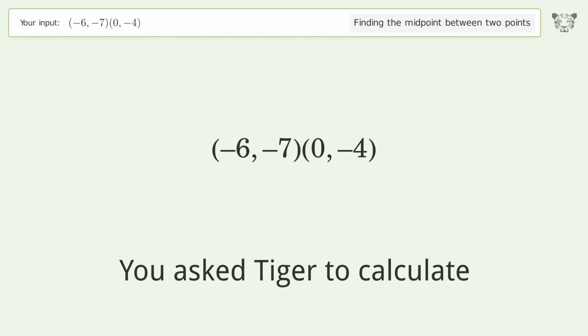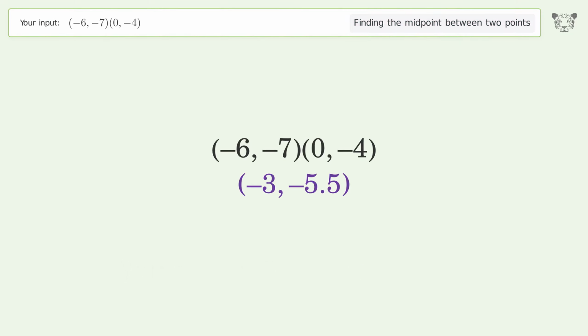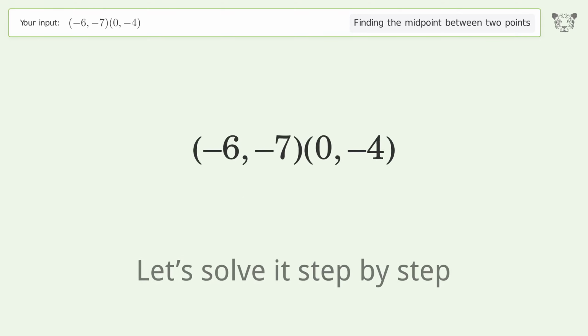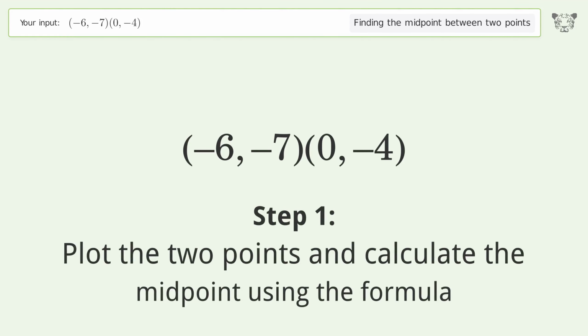You asked Tiger to calculate. This deals with finding the midpoint between 2 points. The midpoint between the 2 points is -3, -5.5. Let's solve it step by step. Plot the 2 points and calculate the midpoint using the formula.